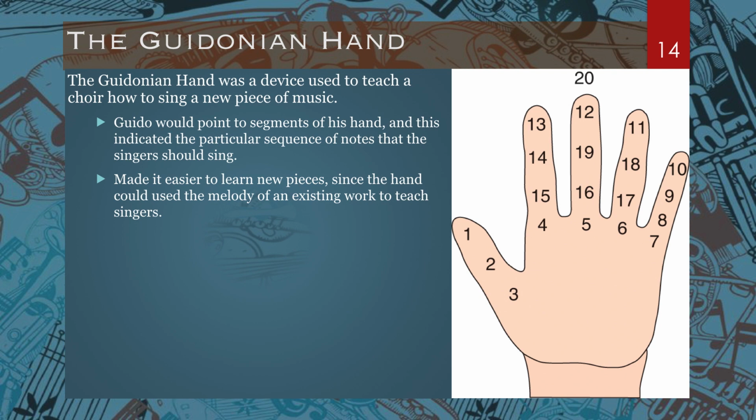So it makes it easier to learn new pieces since the hand could use a melody of an existing work to teach singers. And often the actual pitches used could change, but it was based on an existing piece, and he'd tell the performers this section here is 1, 2, 3, and then the performers would just know how to sing. You don't have to learn how to use the Guidonian hand. You simply need to know that it existed and that it was a teaching tool to teach a large choir how to sing a new piece of music. And this was kind of revolutionary at the time because it made it possible to teach new music very, very quickly.